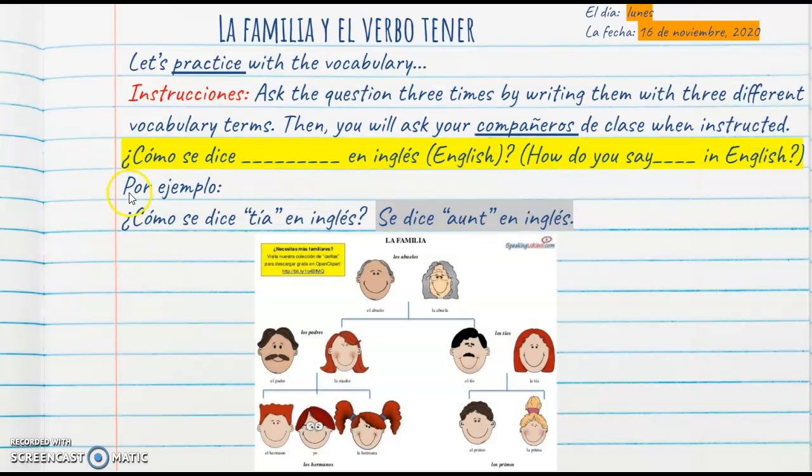And you're going to repeat this question 3 times. So yes, you do have to write it 3 times. ¿Cómo se dice blank en inglés? Fill in the blank with one family member. ¿Cómo se dice blank en inglés? Second time, and you fill in the blank with a different vocabulary term. And then a third time, ¿Cómo se dice blank en inglés? With a different vocabulary term. And you're going to answer your own questions with se dice, and then you translate it to English, okay?